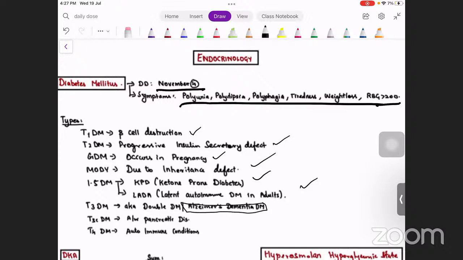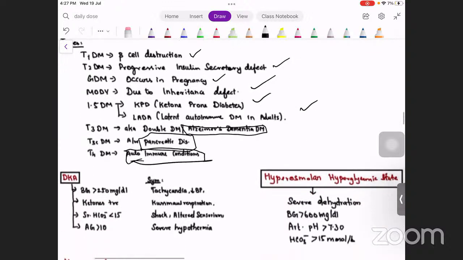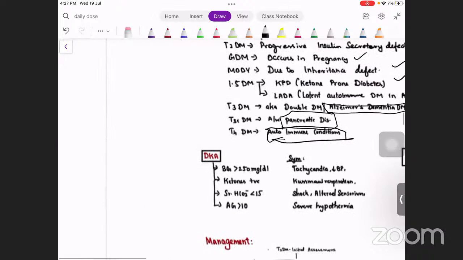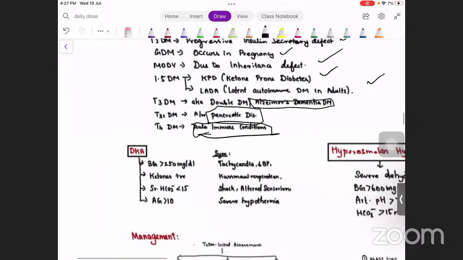Type 3C is associated with pancreatic disease, and type 4 is an autoimmune condition. So types 1 to 4, GDM and MODY were covered as the types of diabetes mellitus. Then diabetic ketoacidosis. What is diabetic ketoacidosis?